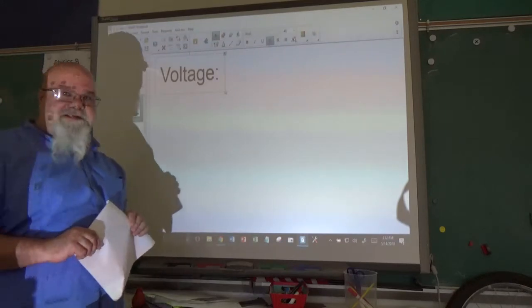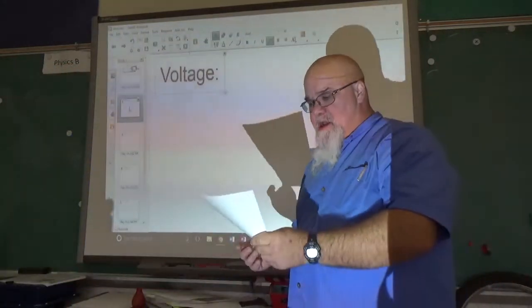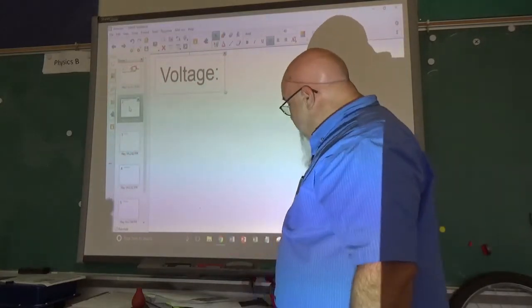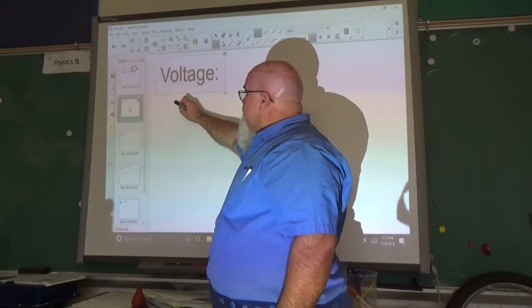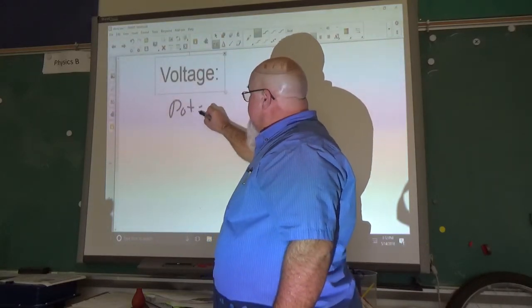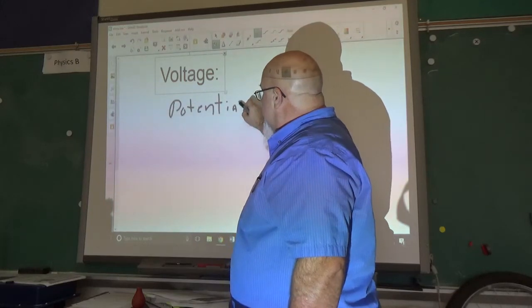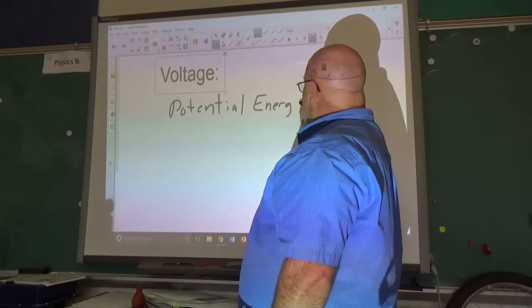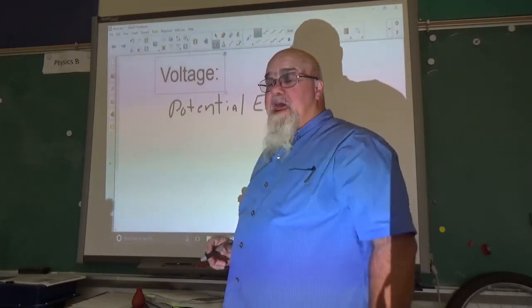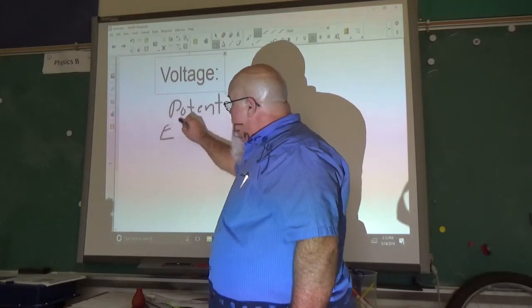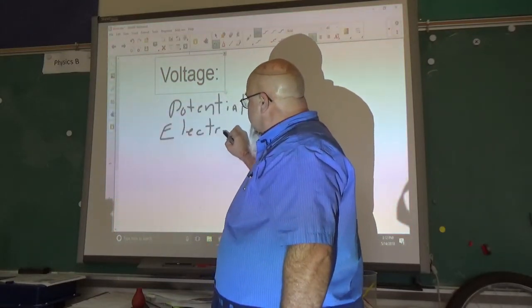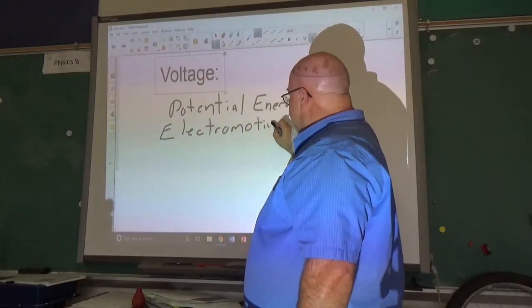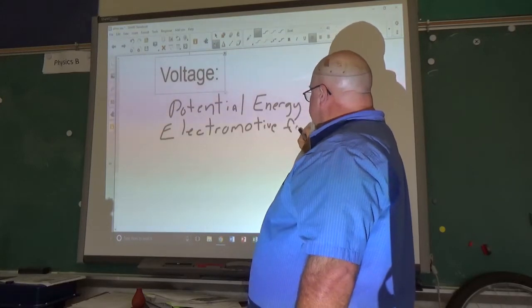So the first element is voltage. Now, voltage is a form of potential energy. Energy. And it is often called an electromotive force.